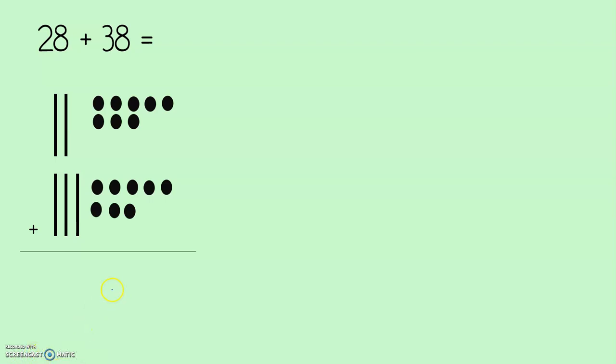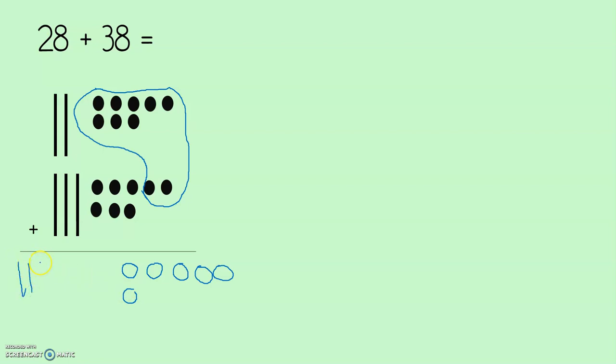But now I need to add my ones to make a 10. Well, I see 8 ones here. I need 2 more to make 10, so I'm going to take 2 from that bottom 8. Now I have another 10. So what I have left down here is 6 ones. Now my next step is to add my tens. I see 2 tens on top, 3 more tens, and then we can't forget our final 10 that we got when we added the 8 and the 2. So now I have 6 tens and 6 ones. I know that that gives me 66.